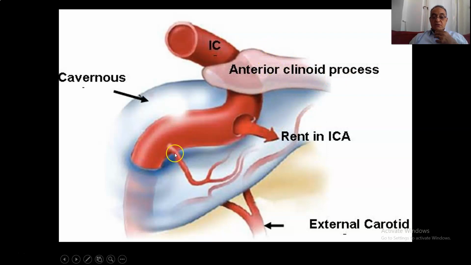Here, to enter the cavernous sinus, it passes through the petrosphenoid ligament or petrolingual ligament. Lingula is a part of the sphenoid bone, forming the medial and lateral petrosphenoidal ligaments, medial and lateral petrolingual ligaments, fixing the carotid in place. And distally it passes through the ring, also fixing the carotid in place.